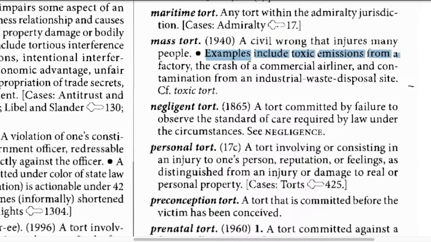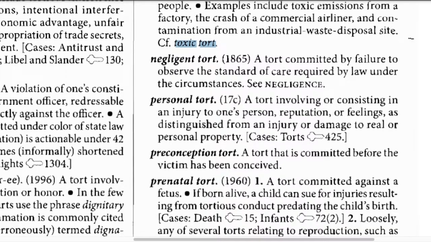Examples include toxic emissions from a factory, the crash of a commercial airliner, and contamination from an industrial waste disposal site. That's mass tort. Also toxic tort, which we'll get to in a moment. Negligent tort, 1865, a tort committed by failure to observe the standard of care required by law under the circumstances. That's negligence. So negligence, the case would be negligent tort.